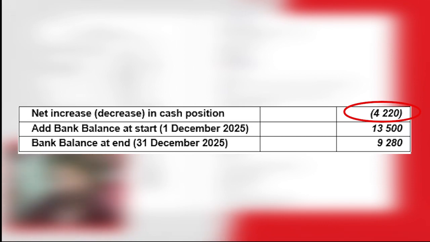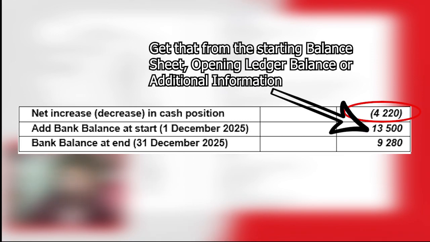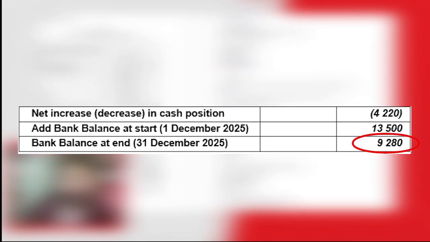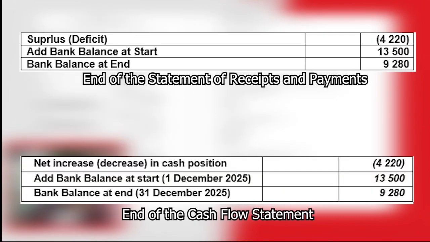We then add the bank balance at start, which was 13,500, and our net result will be 9,280. And if we were to look at those last three lines, compare them to the last three lines of the statement of receipts and payments, we see those numbers match up. And that's a good little check to see, does it all add up?